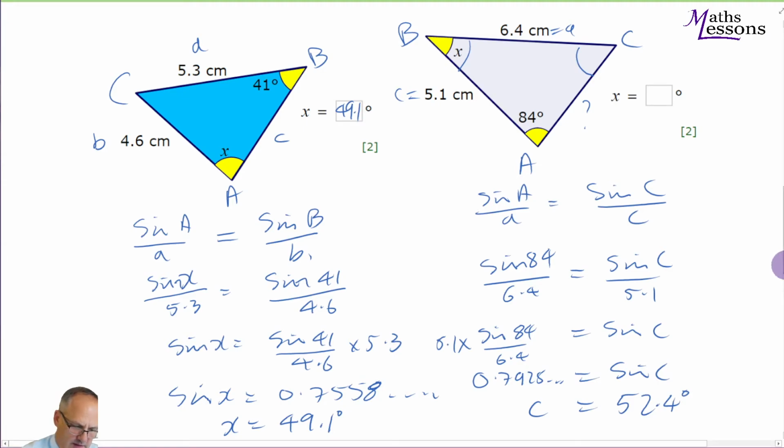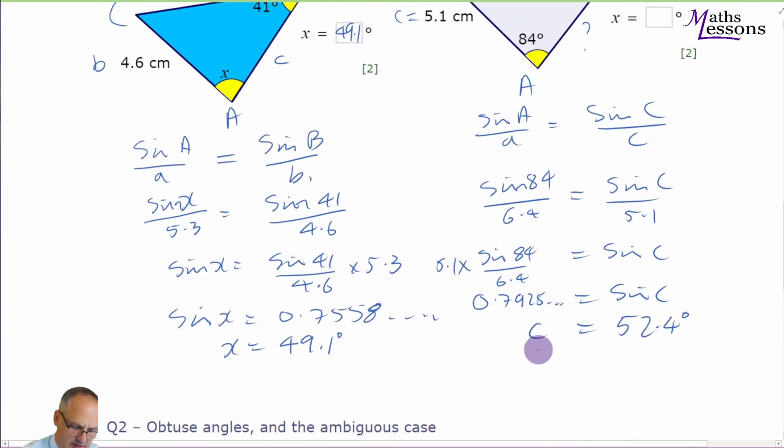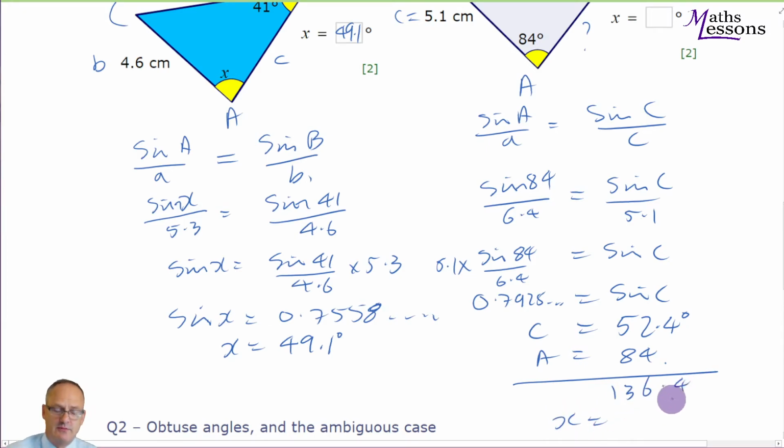Now we know that A is going to be 84 degrees, so we can add those up. We're going to get a 0.4, we're going to get a 6, and we're going to get a 13 here. So 136.4. So our value of x will be equal to that taken away from 180, which is going to be 43.6 degrees. Moving on.